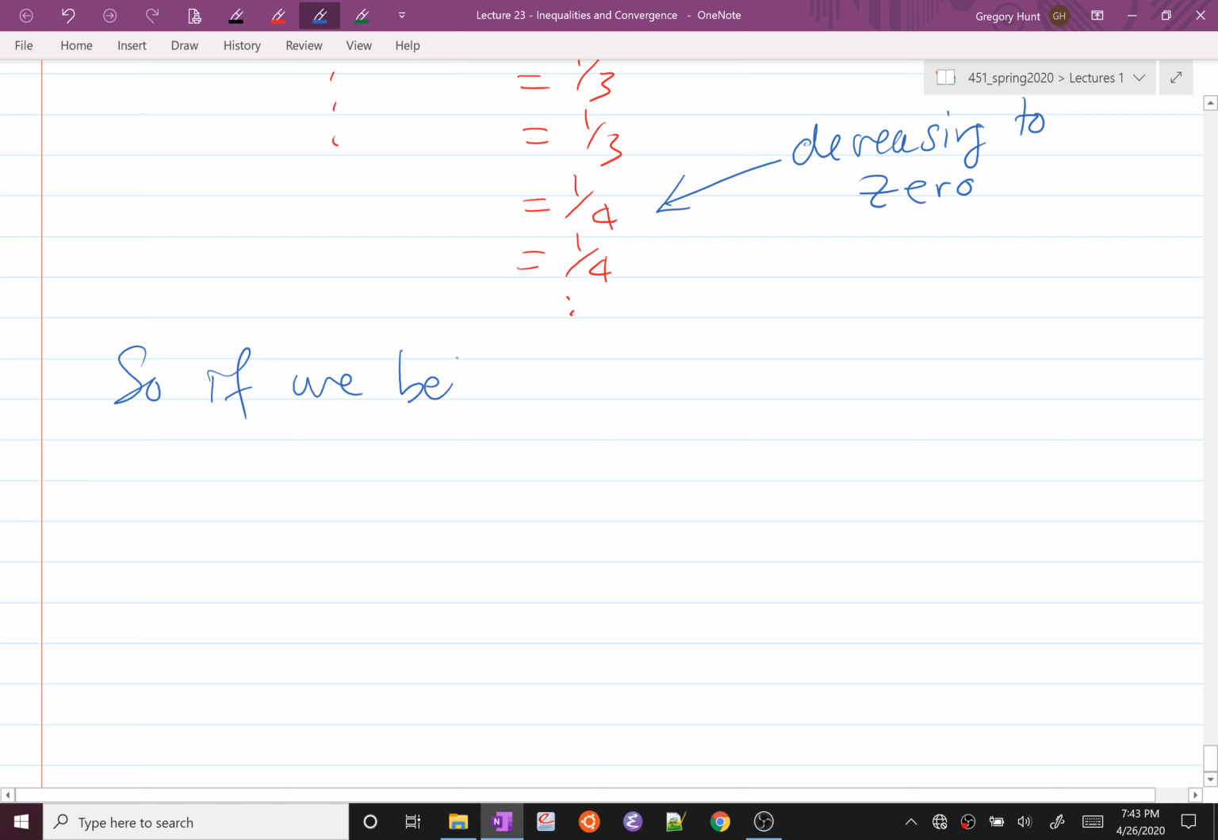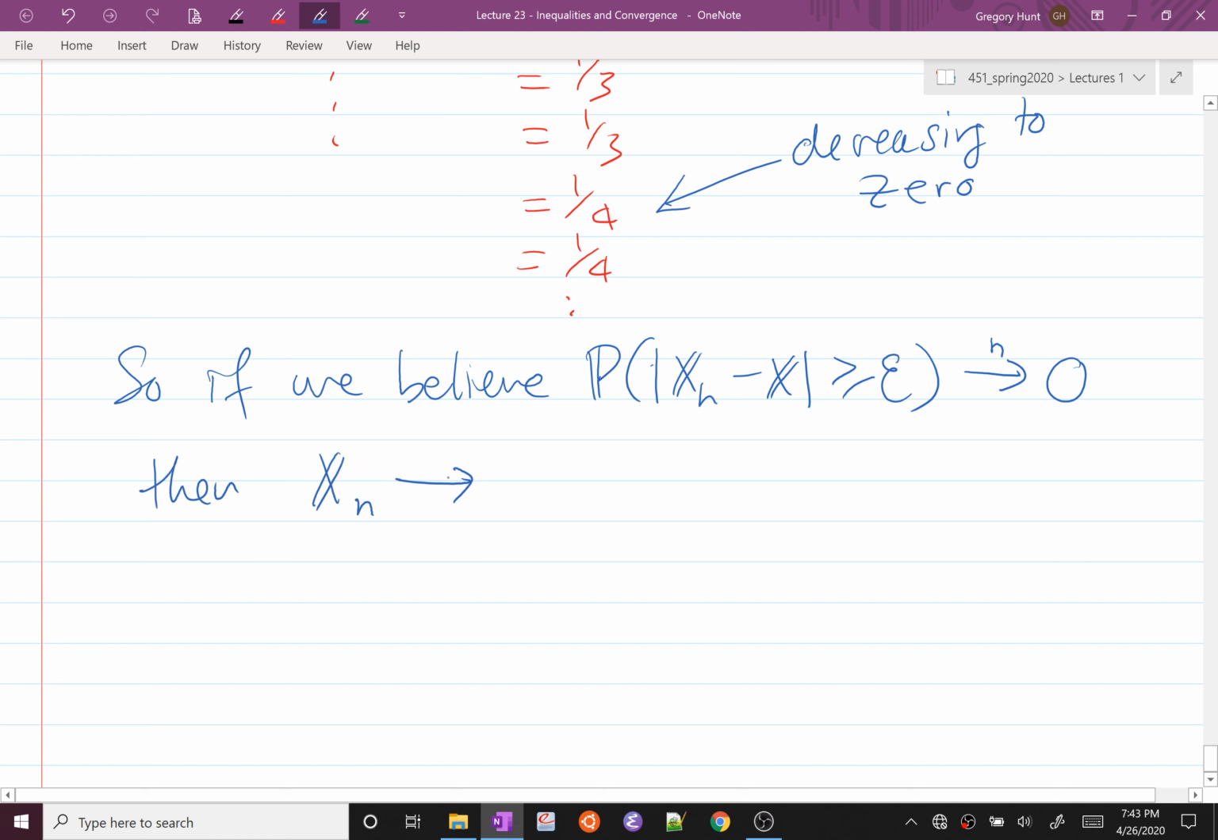So if we believe that as we play this game, the probability that xn minus x is bigger than epsilon converges as n goes to infinity to 0, then x of n converges in probability to x. Okay, so that's nice. The second question is, so we've established that these x of n converge in probability to x. The question is, does x of n converge almost surely to x?